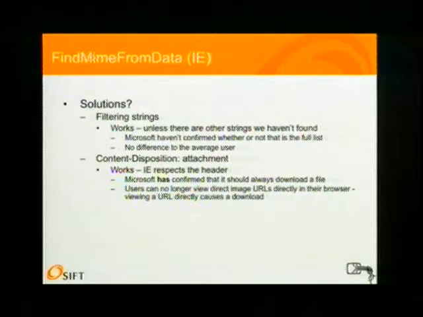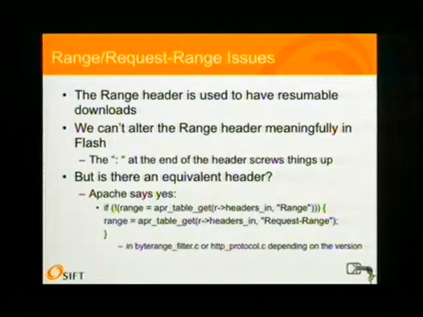Recommended solution is to use the Content-Disposition attachment header, which pretty much works, and so far no one's found a workaround to this. However, if they did decide to do filtering, there's a header in HTTP called the Range header, which allows us to have resumable downloads. This lets us get stuff from a specific point in the file.